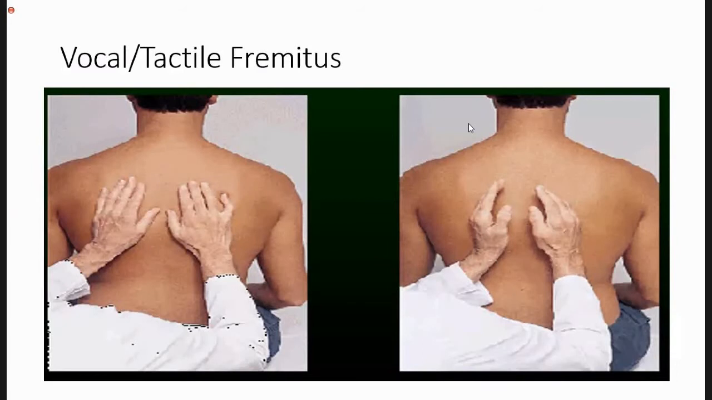Similarly, vocal resonance is performed like tactile fremitus, but we have to use a stethoscope instead of our hands. So when we are using a stethoscope and asking the patient to repeat 99 or 111, this is vocal resonance. The causes of increased and decreased vocal resonance are exactly the same as increased and decreased tactile fremitus. The only difference is that fremitus is done on palpation with the lateral border of our hands, and resonance is done by using a stethoscope.